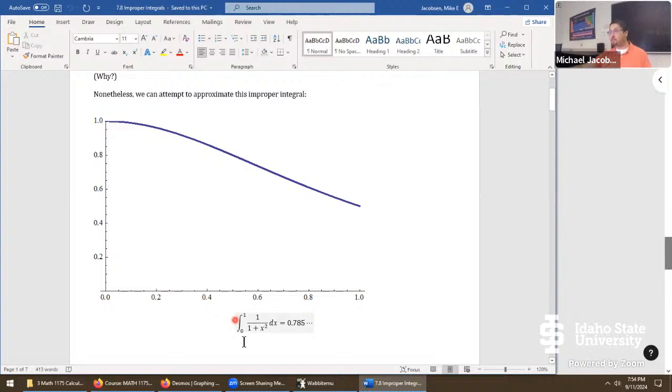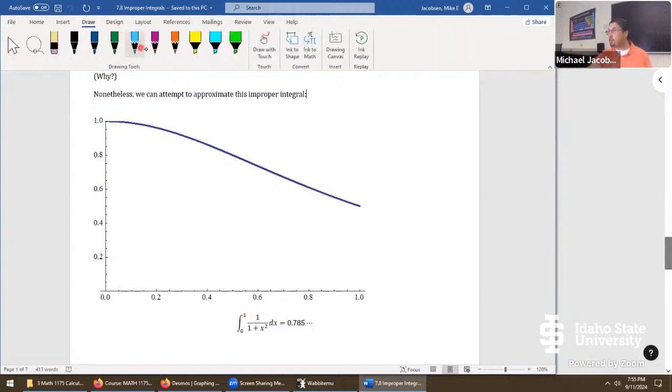That's a poor approximation. We're going from 0 to 1 when we should be going to infinity. But you can use the fundamental theorem right there. The antiderivative is tangent inverse, and all I did is do the calculation. Tangent inverse of 1 minus tangent inverse of 0. Tangent inverse of 0 is just 0. So the area is so far 0.785.